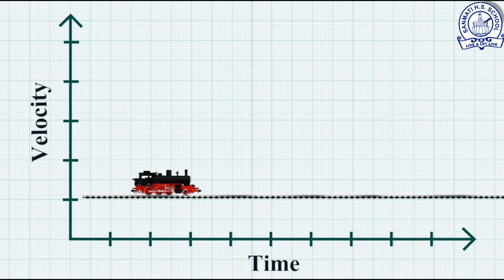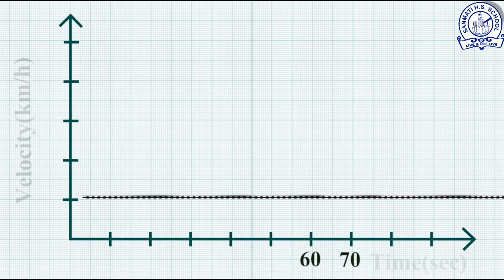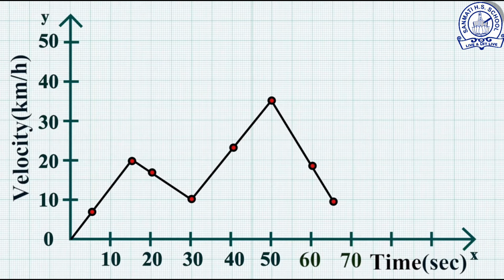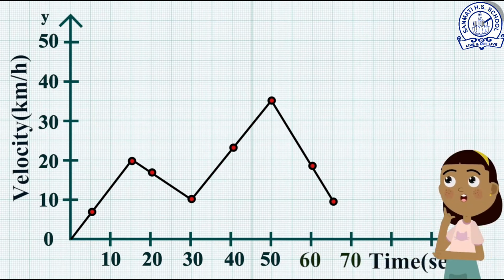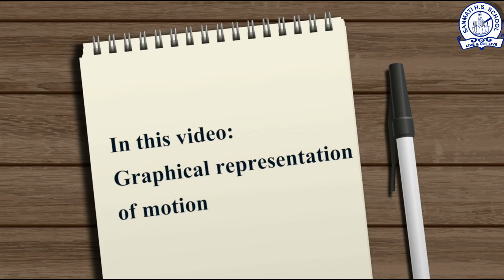Similarly, we can plot the velocity time graph of a non-uniformly accelerated train. The velocity time graph for a non-uniformly accelerated motion can have any shape. In this graph, the current velocity of the train can be less than or greater than its previous velocity. This shows that the motion is non-uniformly accelerated. We can also determine the acceleration of an object by calculating the slope of its velocity time graph. In this video, we learned how to represent the motion of an object on a graph.